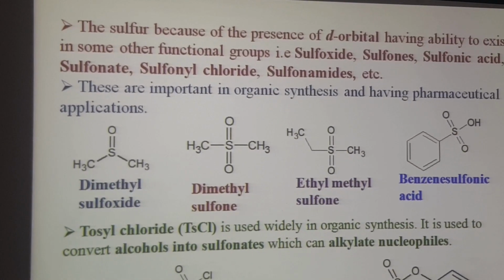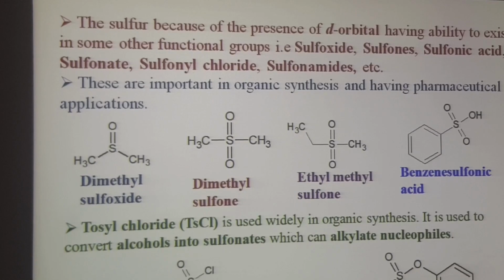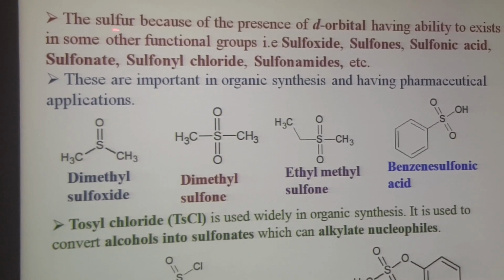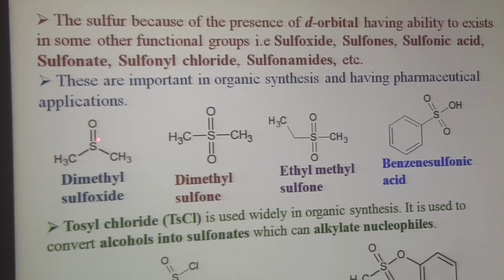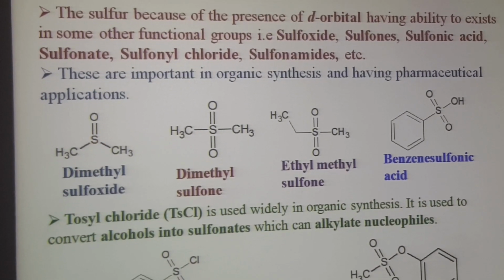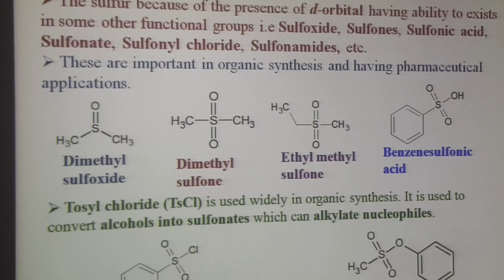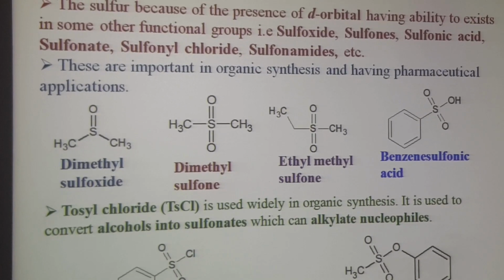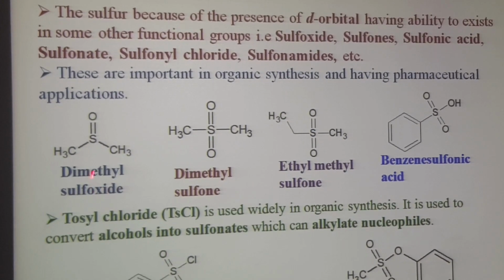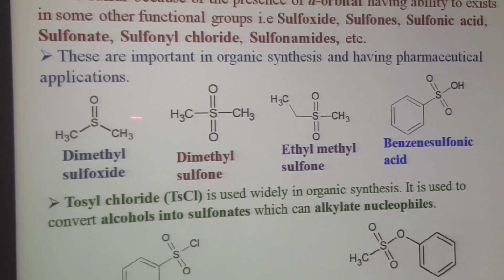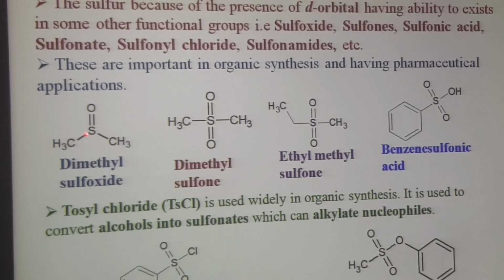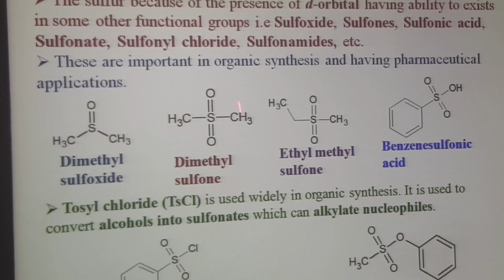Some more examples of organic compounds which contain sulfur. Because of the presence of d orbitals, we know that sulfur and phosphorus are present in the second period of the 6th and 5th group respectively. So they contain d orbitals, and because of this they show variable valency. They can form 2 bonds, 4 bonds and 6 bonds.